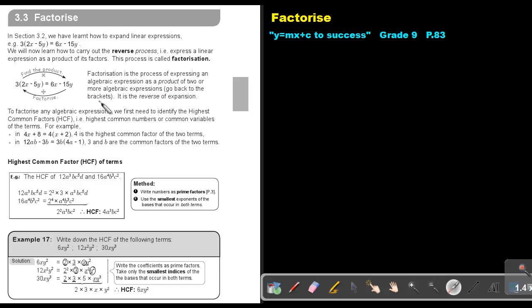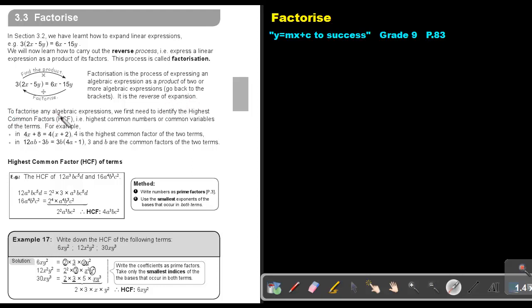Go back to the brackets. Can you see? There were the brackets. There are no brackets here. So this was one term, and this is 2 terms. But now we are working back to the brackets, so we are making it one term again. Okay, it's the reverse of expansion.